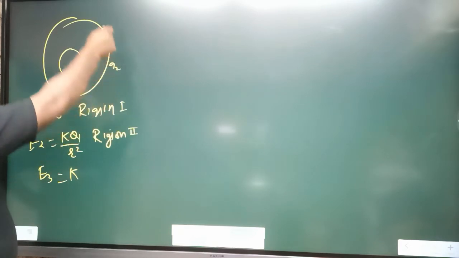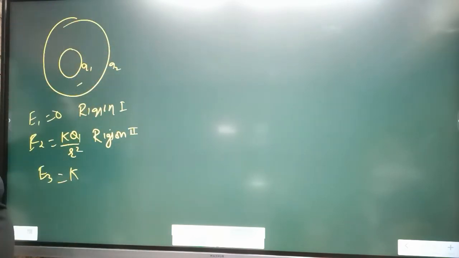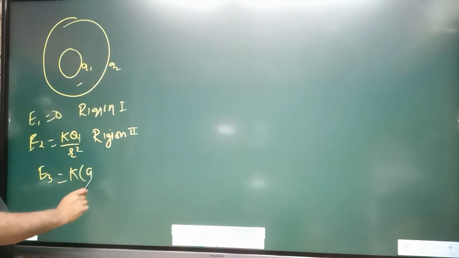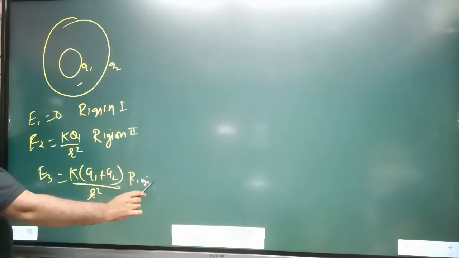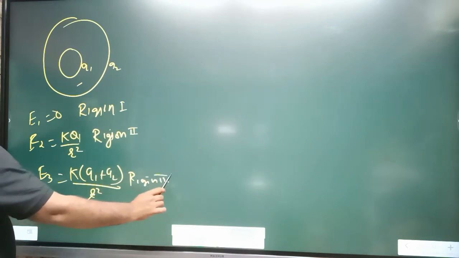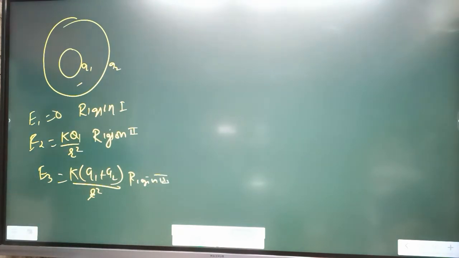E3 means Gaussian surface is here. Addition on both: K times Q1 plus Q2 upon R square. Region third. Yes, V out.